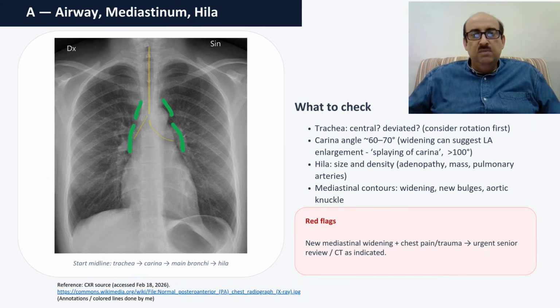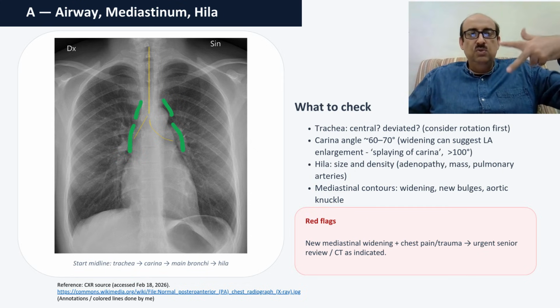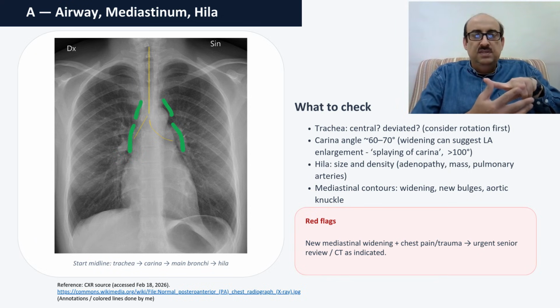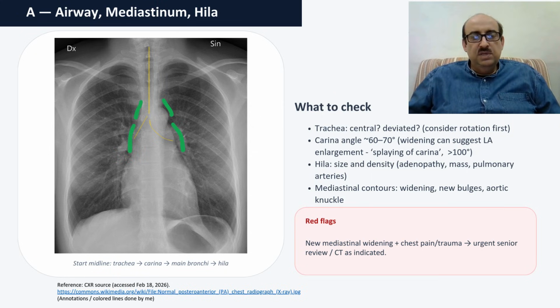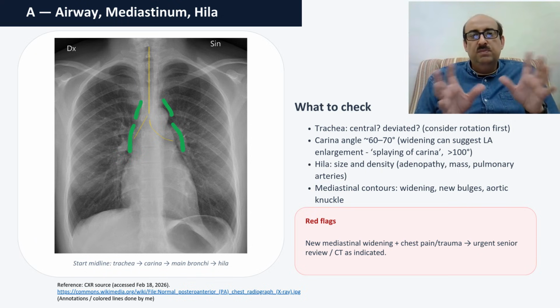Anything wider than 90 degrees is considered abnormal, and if it's above 90 or 100 degrees, then think of left atrial enlargement due to any cause, for example mitral stenosis or any valvular pathology, which pushes the left main bronchus upwards and hence makes the angle bigger and wider. So that's the splaying of the carina.